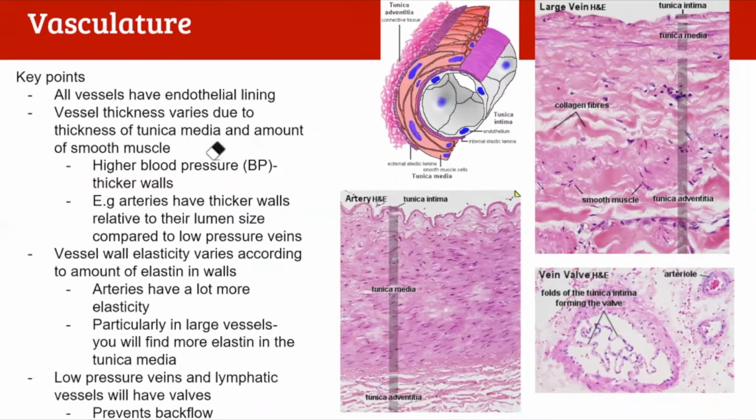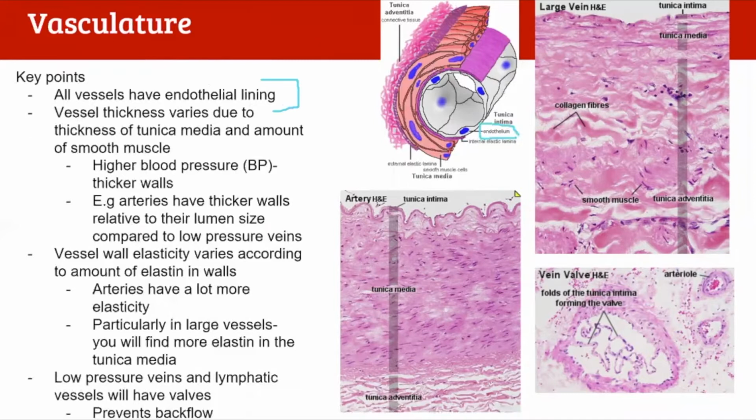So key points: all vessels have endothelial lining. So if you remember from week 5, week 6, when we talked about endothelium, we talked about how epithelium faces the outside, like our skin surfaces, right? While endothelium faces the inside surfaces. So we're talking like blood vessels and all the tubing. So all vessels have an endothelial lining, just like you can see here. You can see that endothelium right there.